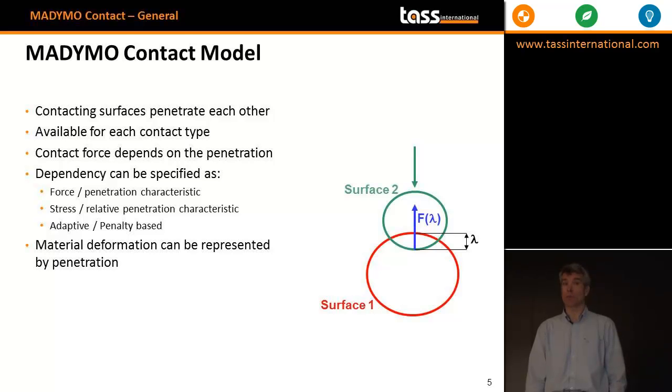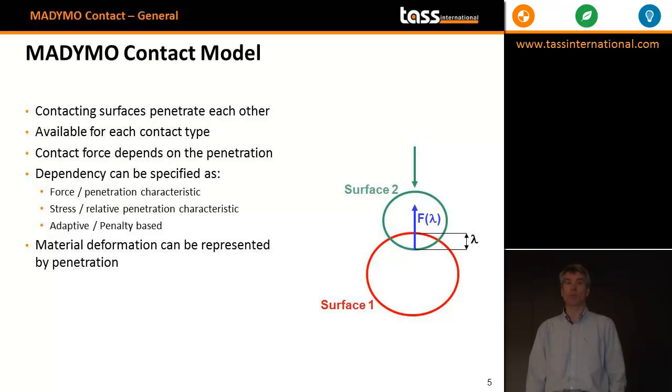More advanced, but also more complex ones, are the stress relative penetration characteristics. Again, the deformation is stored inside the contact, the material deformation, and there is no material characteristic needed itself.